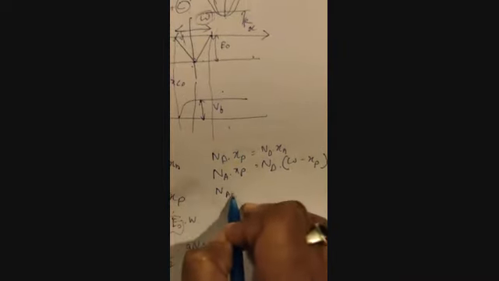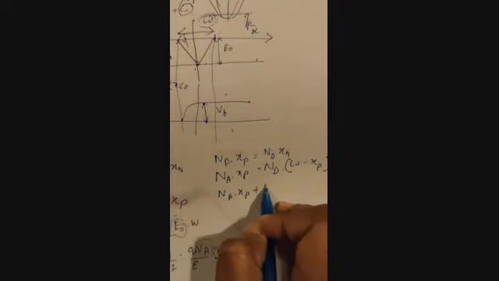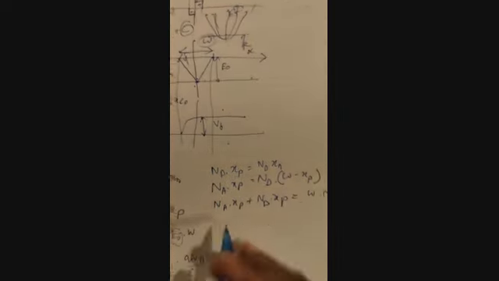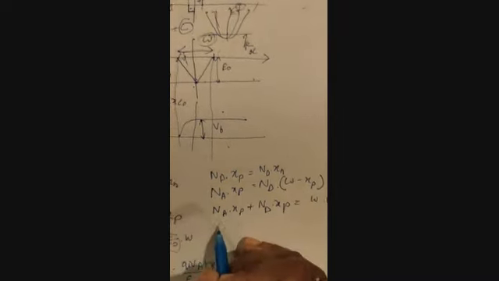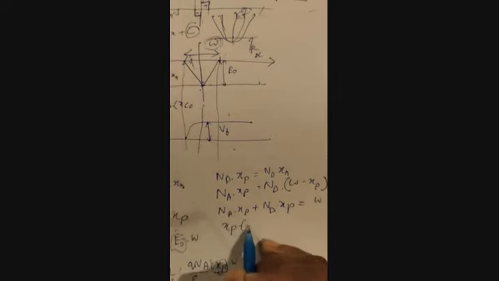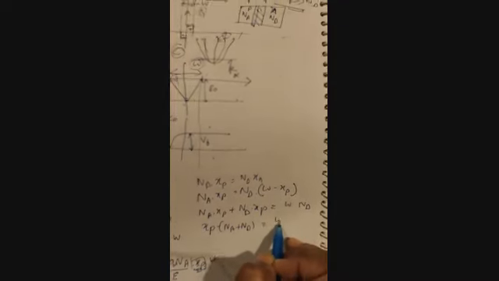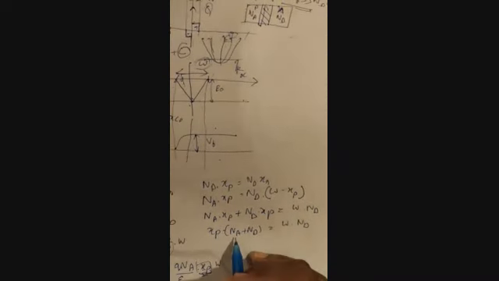Now Na into xp plus Nd into xp will be equal to W into Nd. Now I will take xp common, then it will be Na plus Nd, and that is W into Nd. Now xp is how much? xp is W into Nd upon Na plus Nd. Now you have got the value of xp. I will keep this value here.